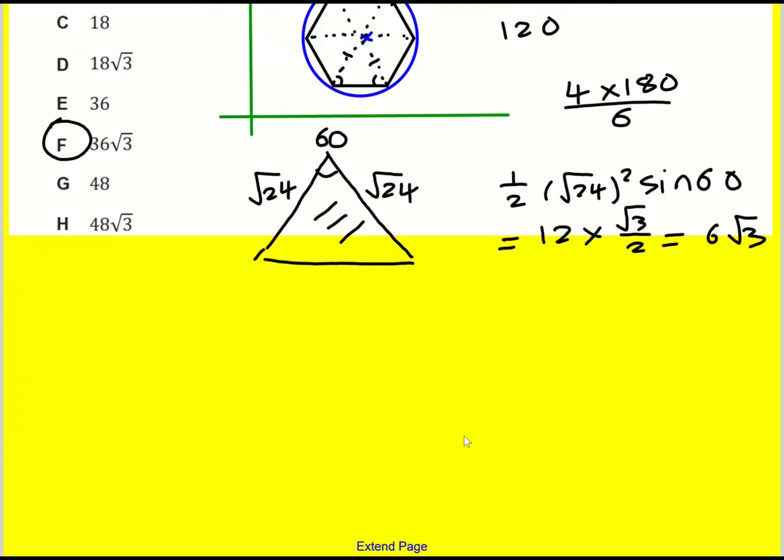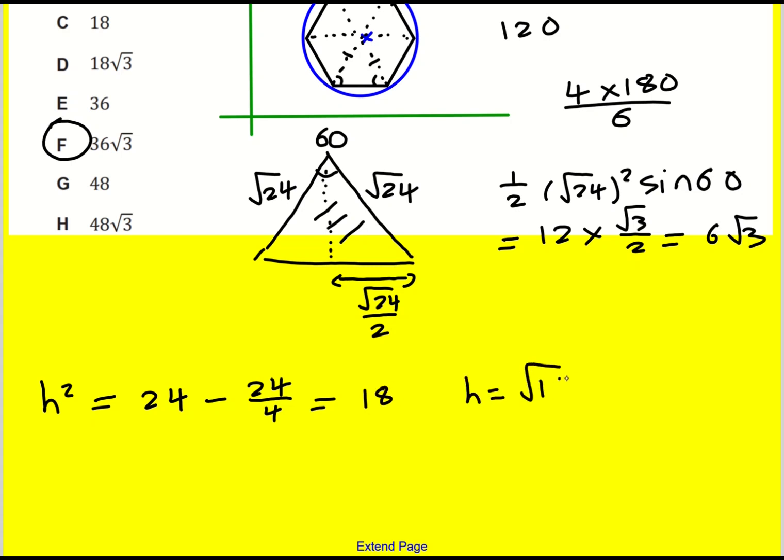The complicated route that doesn't require knowledge of non-right angle trig is to use Pythagoras' theorem. So I will go through it like that. It's just more awkward because it's surds. But I can divide the triangle into 2 parts. And then this here will be root 24 over 2. And then to get the height, or the height squared, it's going to be root 24 squared minus (root 24 over 2) all squared. That'll become 24 over 4, actually. And I'm going to get 18. So h is root 18.